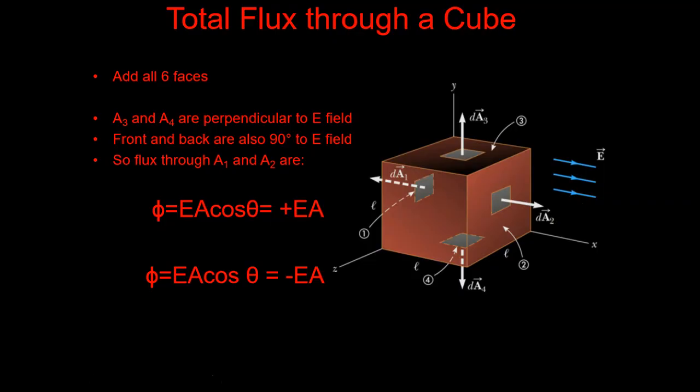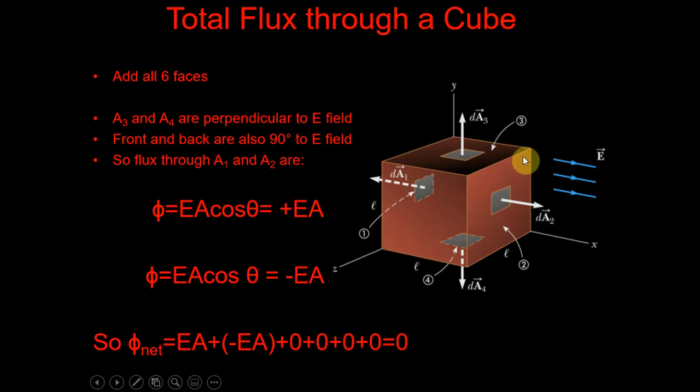So if we add up the flux for this system, the net flux will be EA plus negative EA plus nothing for this face, nothing for this face on the back, nothing for this face, and nothing for this face. So our phi net, our net flux, comes to a total of absolutely nothing. And this might seem like a pointless result because the answer is 0. But what this is telling us is all the electric field that's coming in through A1 is leaving through A2. All the flux through this cube is equal. The electric field is free to flow through this cube.